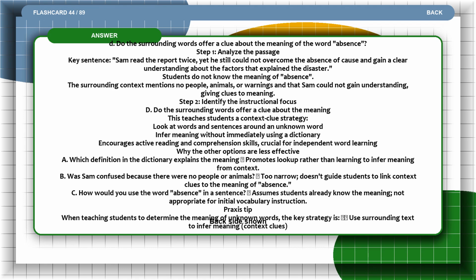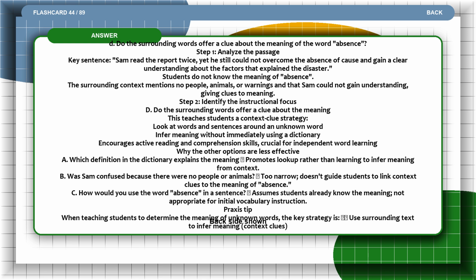The answer is D. Do the surrounding words offer a clue about the meaning of the word absence? Step 1. Analyze the passage. Key sentence: Sam read the report twice, yet he still could not overcome the absence of cause and gain a clear understanding about the factors that explain the disaster. Students do not know the meaning of absence. The surrounding context mentions no people, animals, or warnings, and that Sam could not gain understanding, giving clues to meaning.